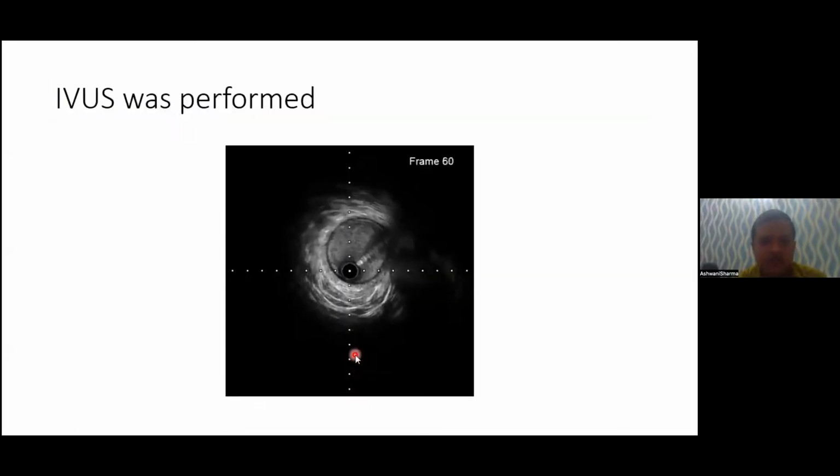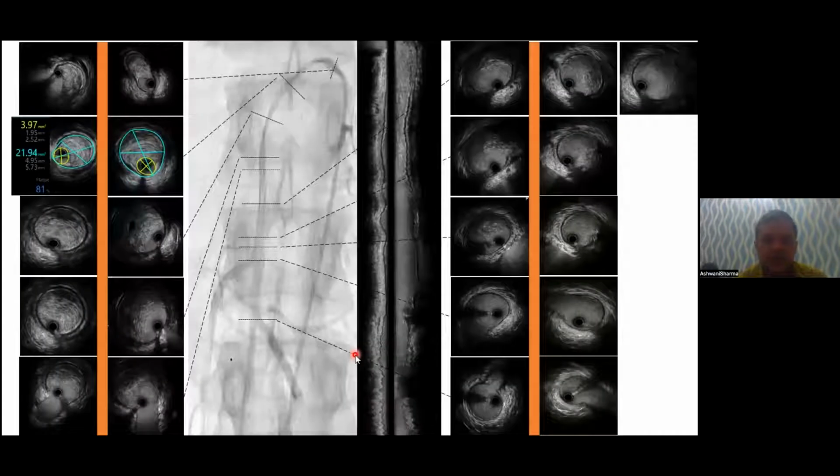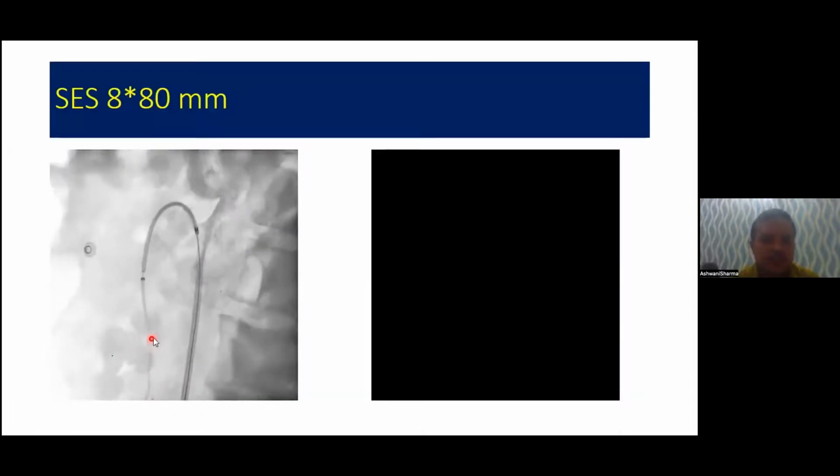IVUS was again performed after 2 hours of thrombolysis. Here the inner ones are the old previous images and the outer ones are the images obtained after thrombolysis. We can appreciate that the vessel was normal at the distal two branches, and proximally also the thrombus has resolved to a good extent. It was resolved up to 10 mm in length. We can't say whether it was resolved or resolved plus embolized distally. Proximally, otherwise, the same thrombus burden was there and the same was the lesion.